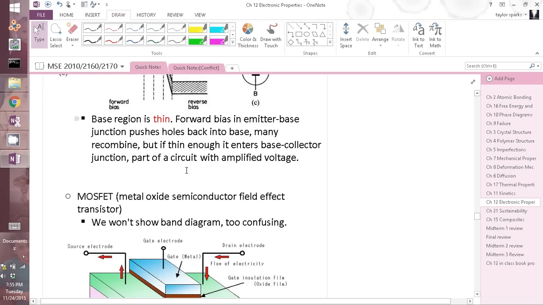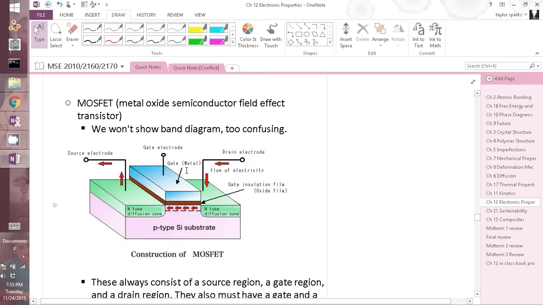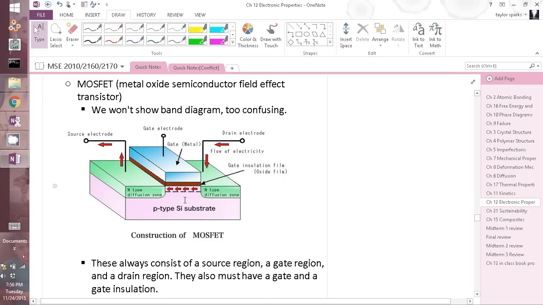Okay. Another type of transistor which we're going to talk about, and I won't show you the band diagram, I think it's too confusing for this class, is something called a MOSFET. MOSFET stands for Metal Oxide Semiconductor Field Effect Transistor. This type of transistor, we have billions of them in our smartphones on us right now. How it works is it creates a switch, something that's conductive under a certain scenario and not conductive under another scenario.